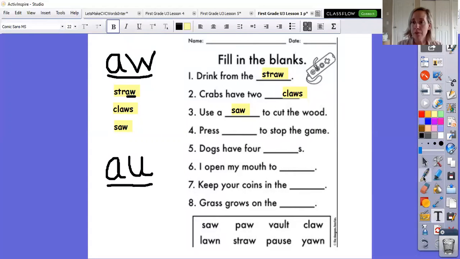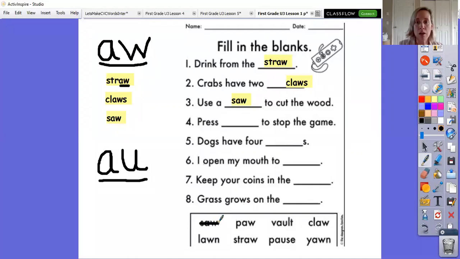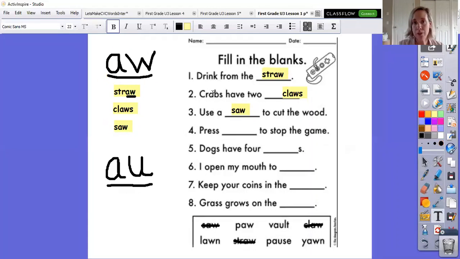Let's cross off the words we've used. We've used saw, we've used claw, and we've used straw. So let's see what we have left. We have paw, vault, lawn, pause, yawn. So press something to stop the game. Is it paw, vault, lawn, pause, yawn? I think I'd press pause on the game to stop it, okay? So I'm going to write the word pause in there.